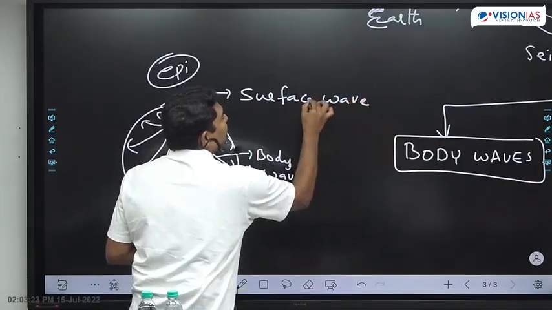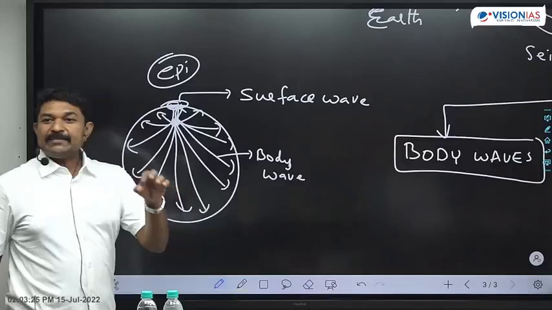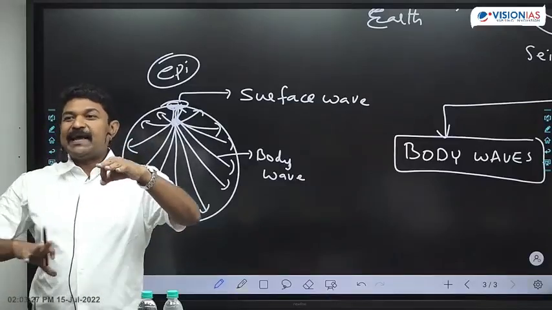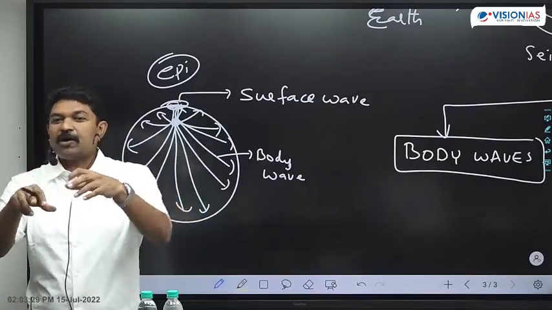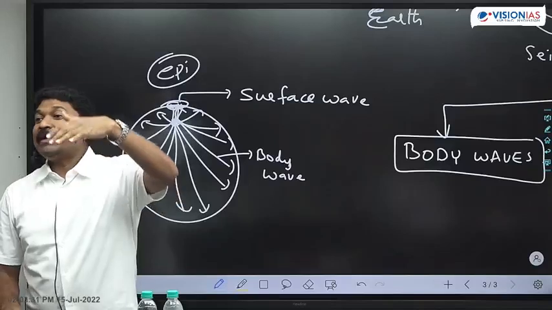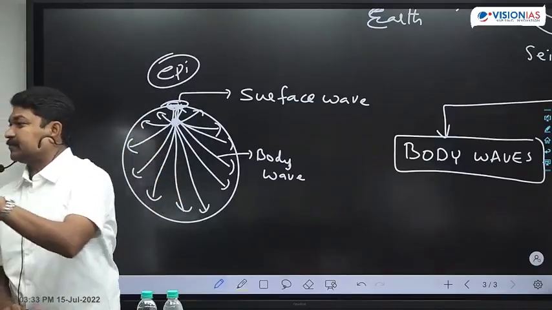What is the literal meaning of the surface wave? Surface wave is the wave that, once it interacts with the low density rocks and turns into a surface wave, never again goes into the deep inner layers of the Earth.